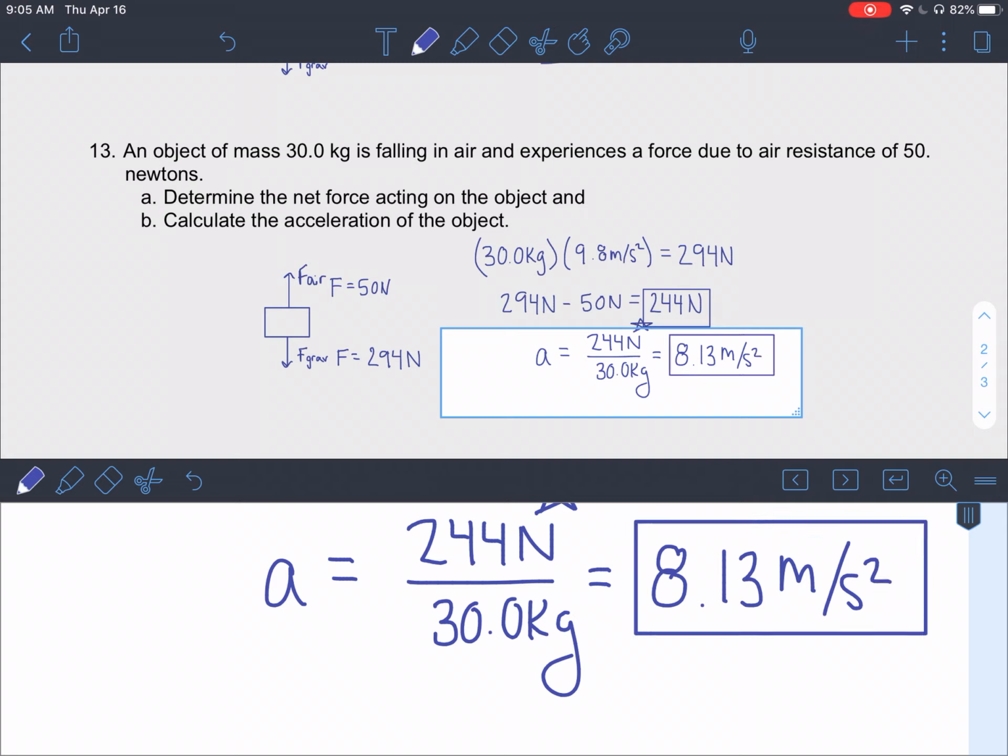And I would say that makes sense because if gravity has an acceleration of 9.8 meters per second squared, and we have some air resistance going in the other direction to cancel a little bit of that out, it makes sense that our acceleration rate downward would be about 8, so a little bit less than the acceleration from gravity.